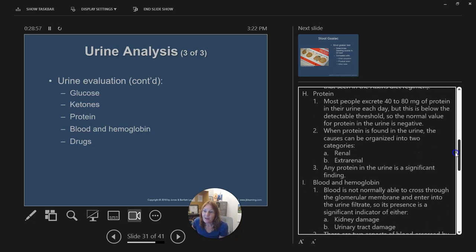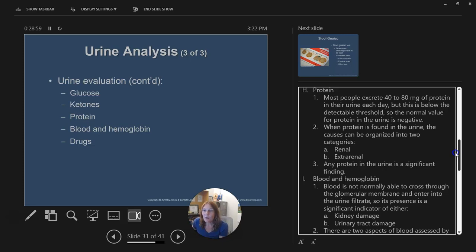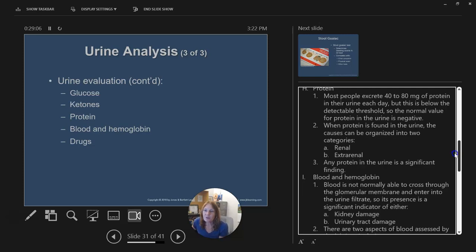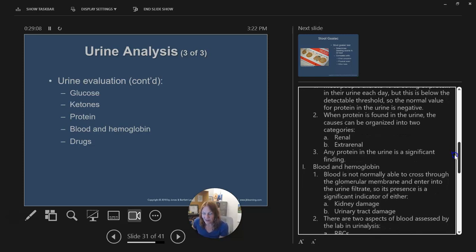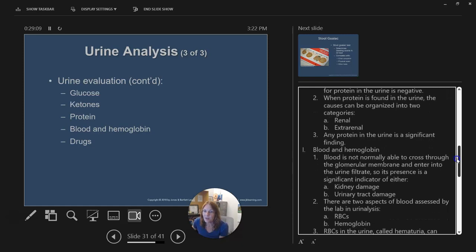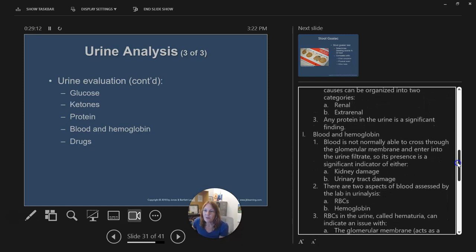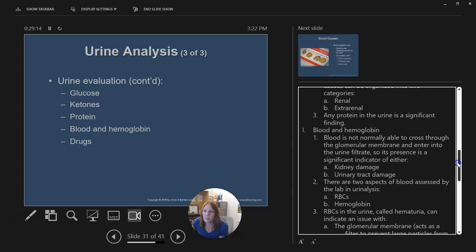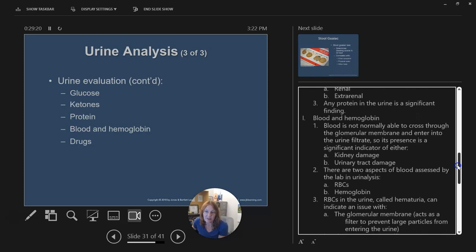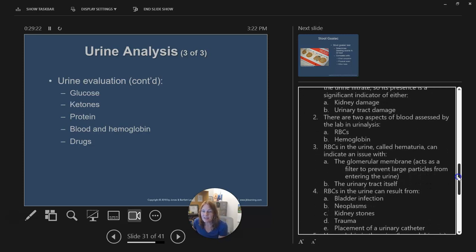When protein is found in the urine, the causes can be organized into two categories, either renal or extrarenal. Any protein in the urine is a significant finding. Blood and hemoglobin. Blood is not normally able to cross through the glomerular membrane and enter into the urine filtrate, so its presence is a significant indicator of either kidney damage or even urinary tract damage.